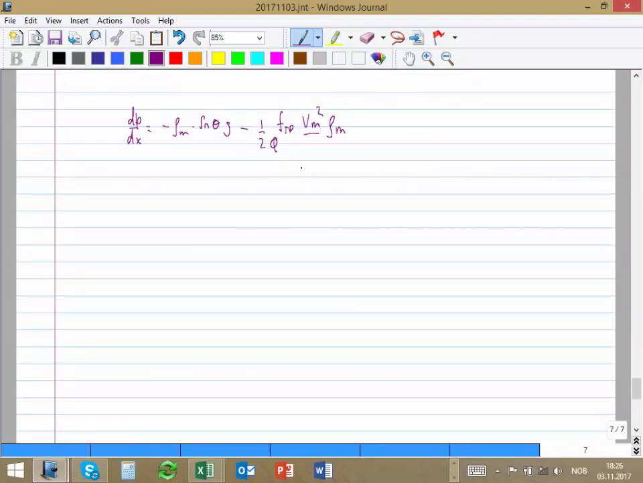Okay, so we said the density of the mixture will be the void fraction times the density of the gas plus 1 minus the void fraction times the density of the oil, at local conditions. And the velocity of the mixture will be the superficial velocity of the oil plus the superficial velocity of the gas. But now, how do I calculate the friction factor?